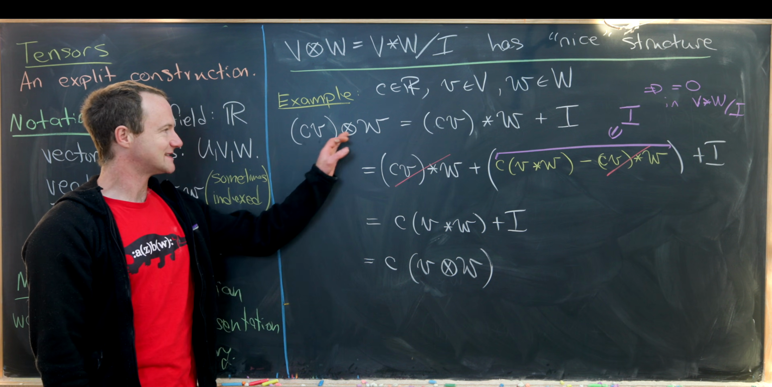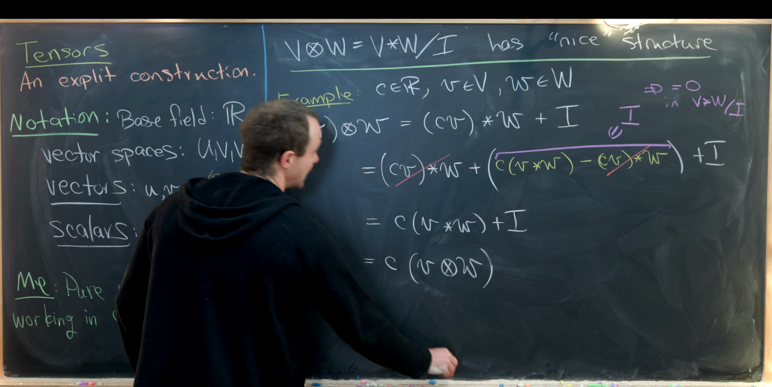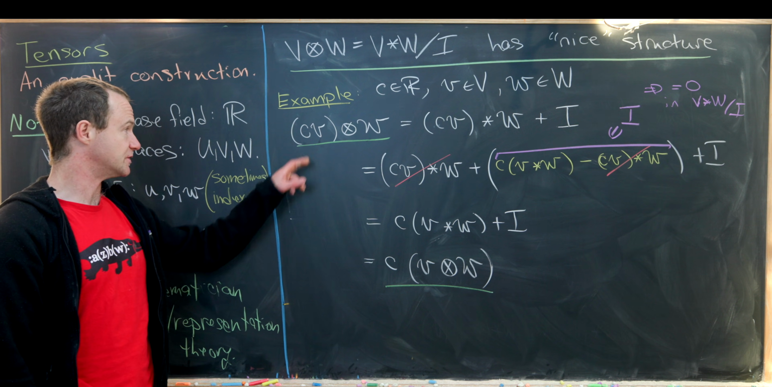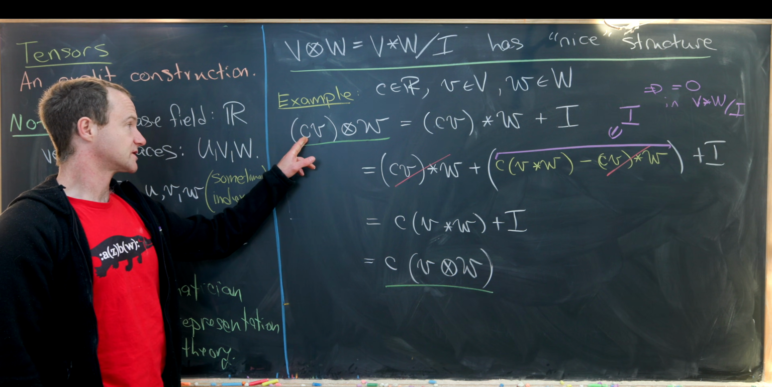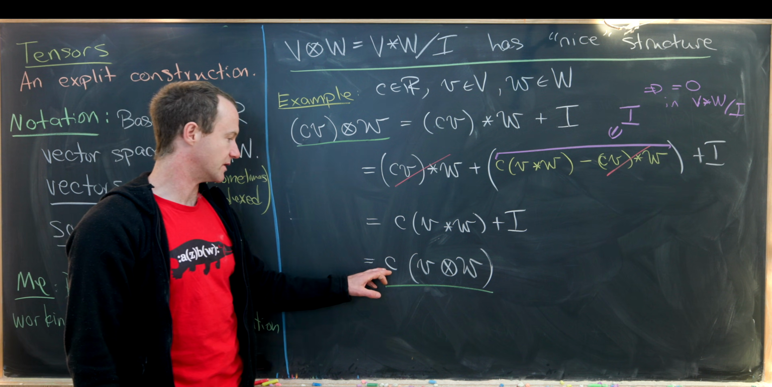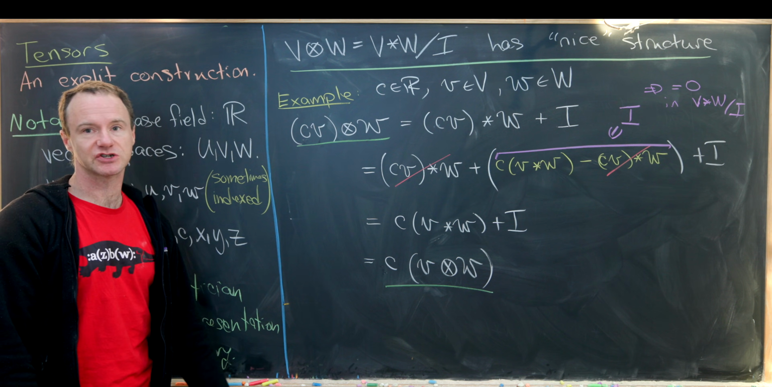Okay, but that's exactly one of the conditions that we wanted to impose in our final structure. We wanted to be able to move scalars from one component to the other and outside of both components. And we just checked that we could move it from the first component outside of each component.